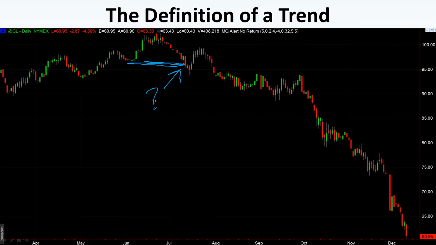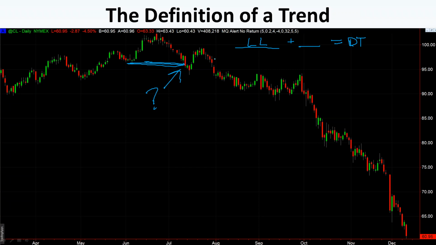Yes, this is a daily price chart. No, we're not in a downtrend yet. The reason, remember the definition of a trend? For a downtrend, we have to have lower high plus lower low equals downtrend. And right now, all we have is lower low, so we're still looking for the second half of the equation.